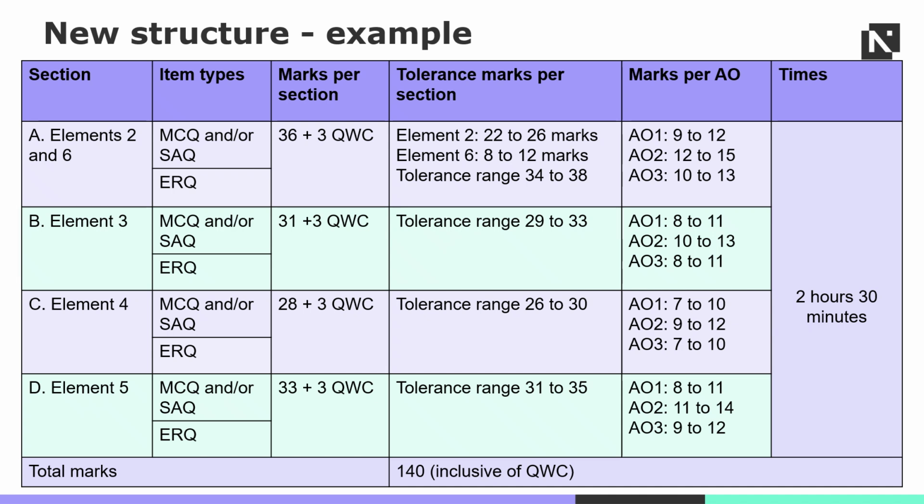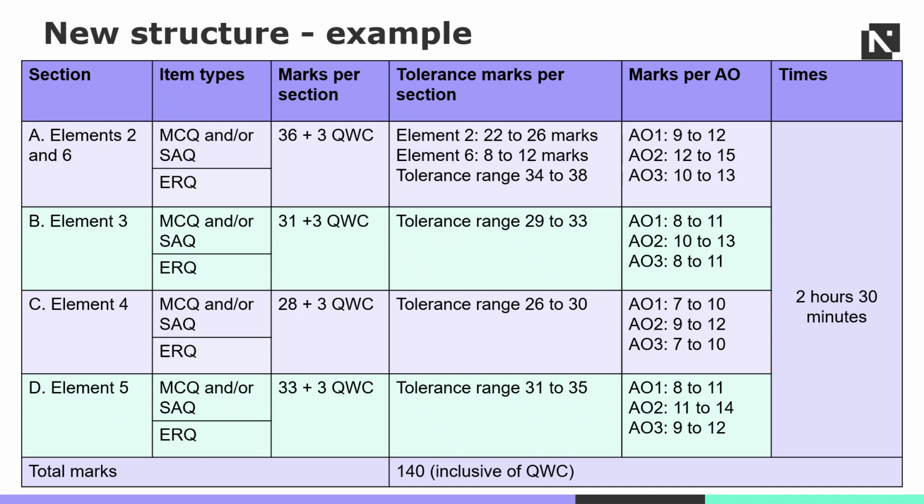We'll have a look at the first line there, which is section A. So section A combines elements 2 and 6. It includes a combination of multiple choice questions or short answer questions, as well as an extended response question. The total marks for this section are 36, plus 3 marks for the quality of written communication. And in terms of distribution, element 2 contributes between 22 and 26 marks, and element 6 contributes between 8 and 12 marks. So this is a tolerance range of 34 to 38 marks in total.